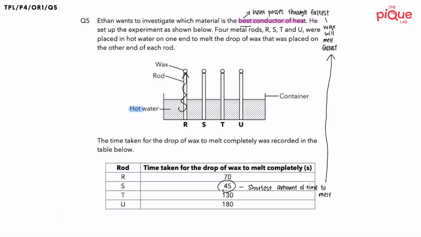Now, applying the same concept, can you tell me which rod is the poorest conductor of heat? For the poorest conductor of heat, will the wax take the longest or the shortest time to melt? The wax will take the longest time to melt. So which rod is that? It is actually rod U. Rod U took the longest amount of time to melt. So from this, we know that rod U is the poorest conductor of heat.